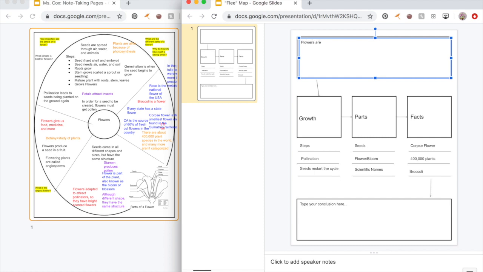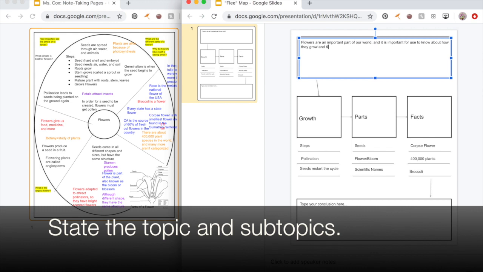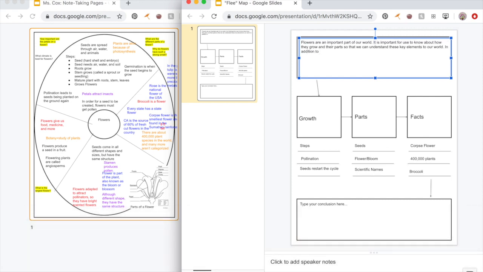Now it's time to write my introduction. Remember, this is just my draft, and I want to make sure I tell my readers what the topic is and get them thinking about my subtopics. So I will write something about flowers, how they grow, that they have different parts, and that I have interesting facts to teach them. Now, I want to avoid saying, I am going to teach you about flowers, because we are now in the upper grades of elementary school, and there are better ways of writing than that.